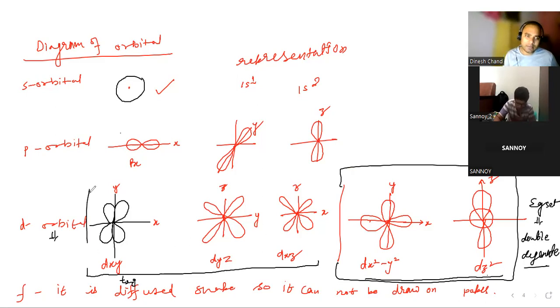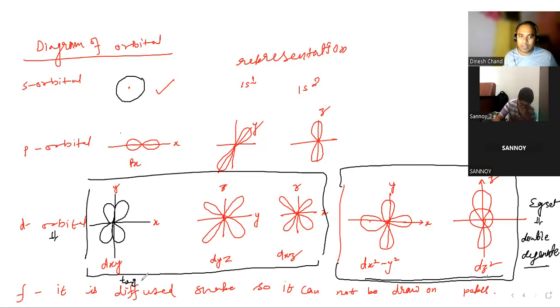Here this set, what did you write? This is also called the T2G orbital. T2G means triply degenerate. So these 3 orbitals have the same energy. And the f orbital is very diffuse in shape, which cannot be drawn on paper.